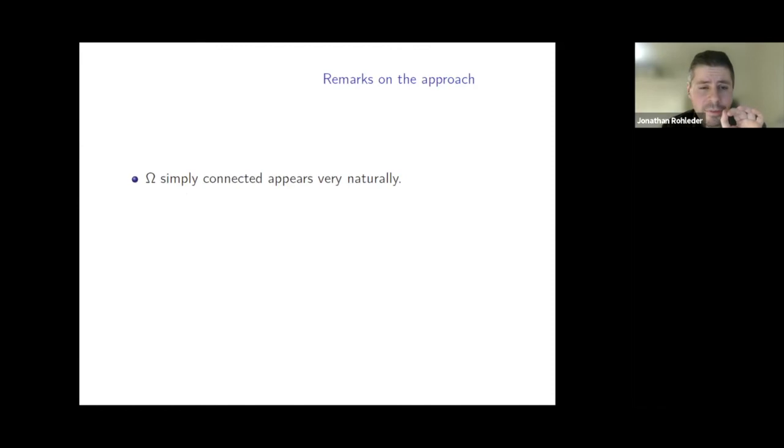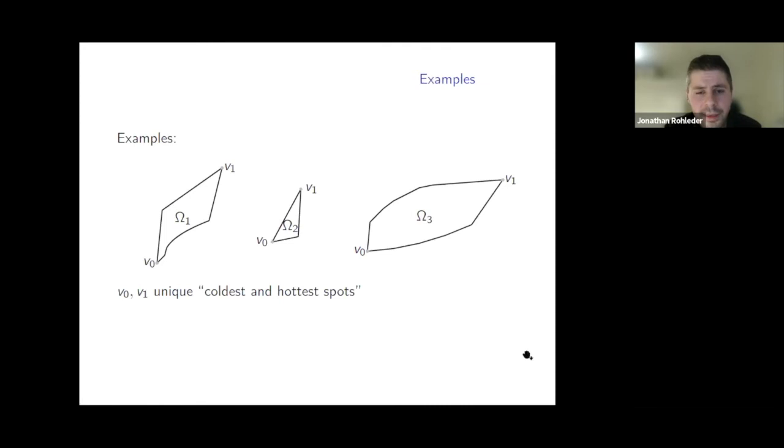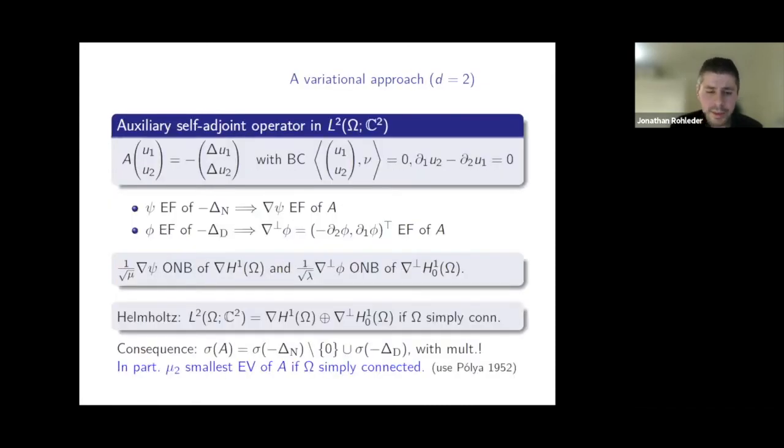What appears very naturally in this approach, I think, is the fact that the domain is simply connected, because it comes up, if I may go back, exactly at the point where we look at the Helmholtz decomposition. If the domain is not simply connected, there's always another component here, a third part, which is orthogonal to the others, of course, that consists of vector fields that are both divergence free and curl free, which is of course not present if the domain is simply connected. And if there is another part here, then the spectrum would no longer consist of just these parts, but there would be something more.